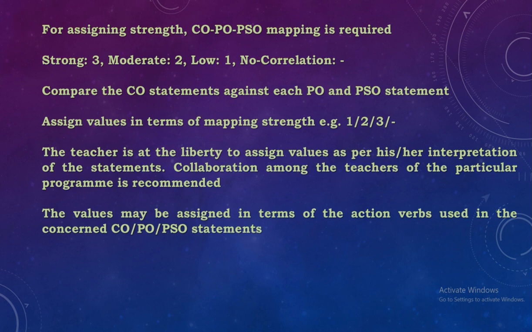If my CO statement, that is the course outcome statement, contains verbs like apply or experiment, and similarly in the PO1 statement, if we find similar types of verbs used, we can assign 100% value. If we see that the category of the action verbs differ, we can assign shorter values. Or if the overall meaning, overall implication of the CO statement doesn't match with any of the PO or PSO statement, we can just mark the cell with a hyphen.